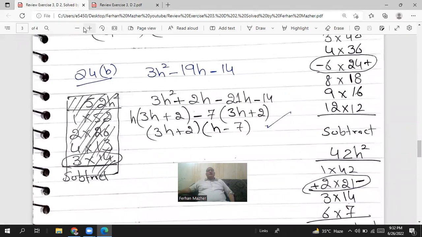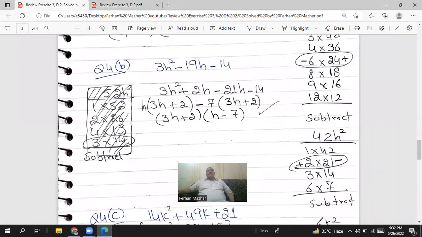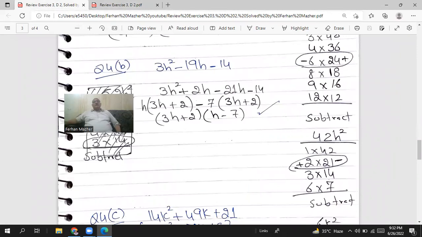So you can see the whole thing together. Okay, now you can see, I hope, the whole thing. 3h square minus 19h minus 14. When you multiply that, it gives you 42h square. Write the factors of 42. They are 1 multiply 42, 2 multiply 21, 3 multiply 14, and 6 multiply 7.